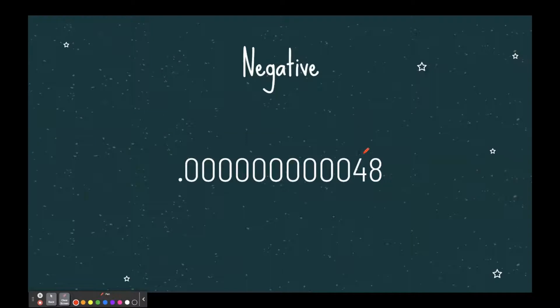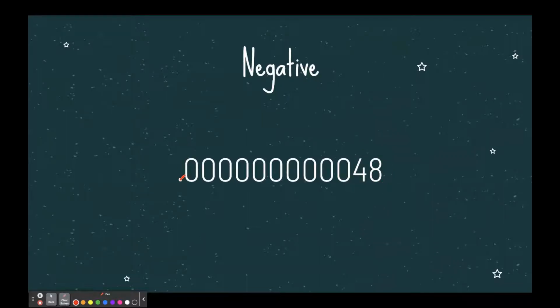Again, the number that we end up with over here, we need that to be less than 10, but we want it to be 1 or bigger, right? So we don't want to put our decimal here, because that's going to make it 0.48. That's too small. We don't want to put it here either, because that's going to make it 48. That's too big.